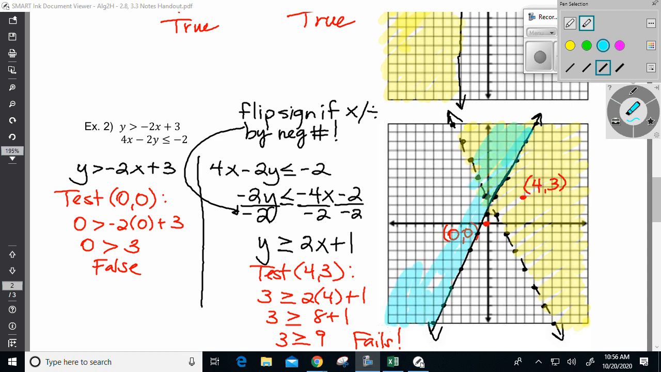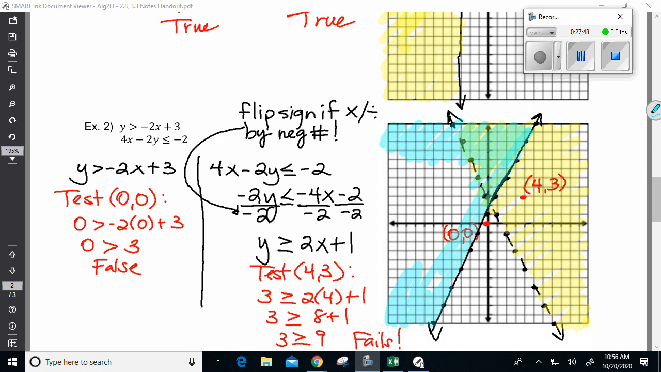4, 3 is right there, which means I can't shade over there. I can't shade to the right of it. I have to shade to the left of it. So if it doesn't work, you always just go to the opposite. That's correct.